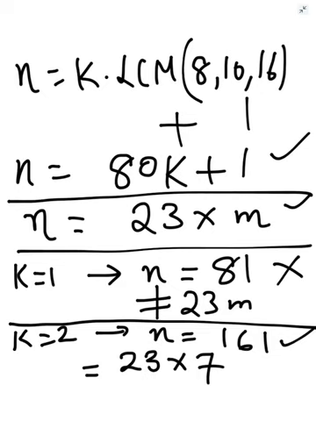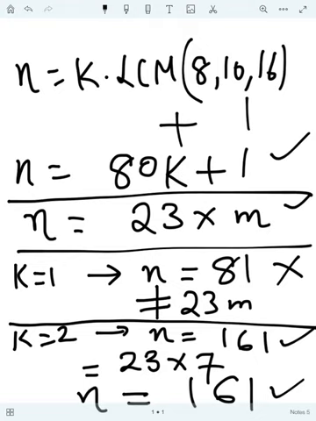That means 161 is the final solution because it is satisfying both 80k plus 1 and 23m. So I got the final solution. The number of toffees is 161, which is the smallest value possible for n. So this was the practical application of LCM model 1.